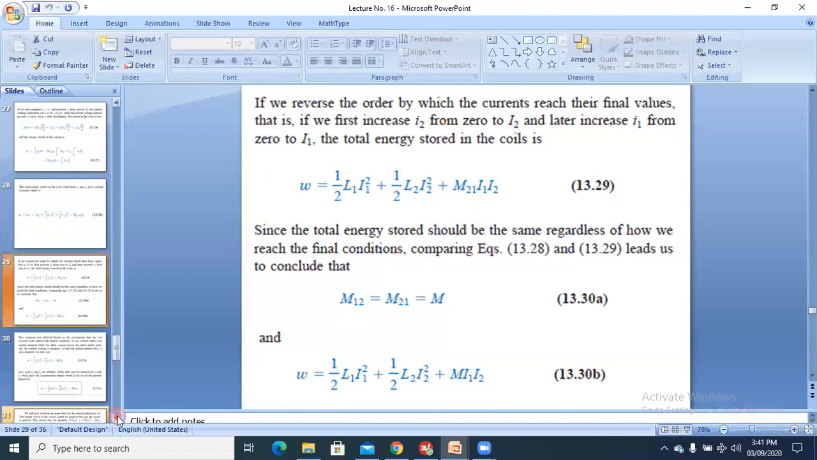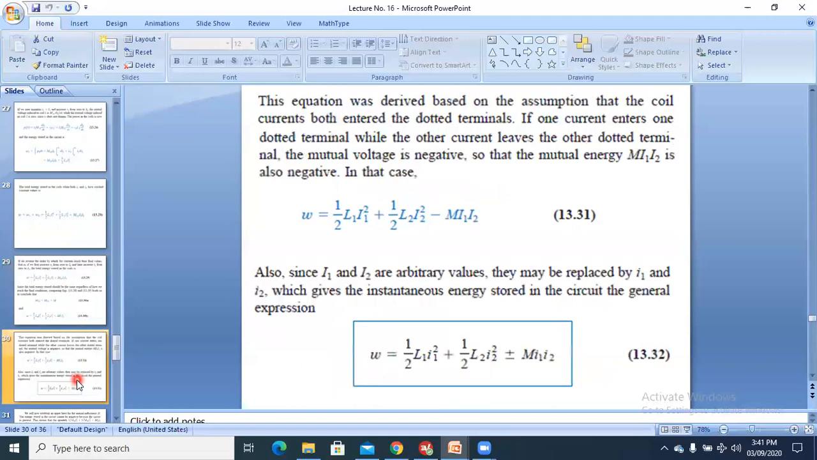So we are seeing that this value of M I1 I2 may in fact have any polarity, and it depends upon the dot convention. Depending on the dot convention, the mutual inductance value will be positive or negative. So we can say that this value will be plus or minus.